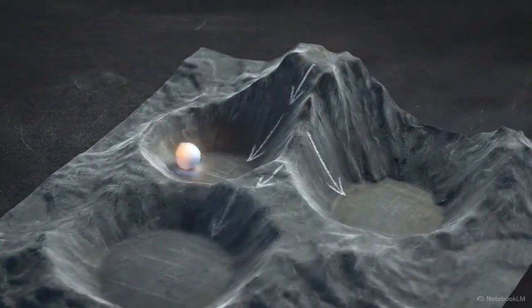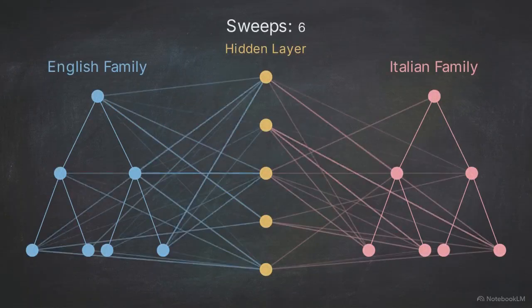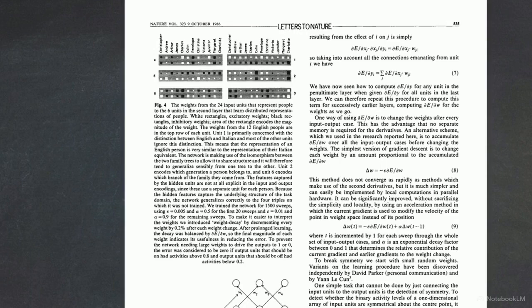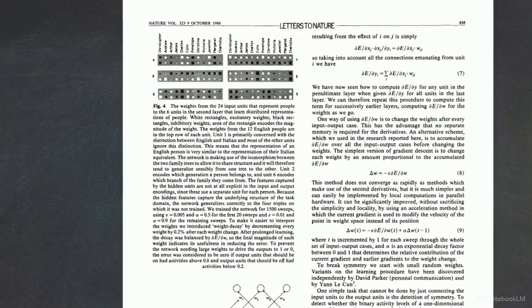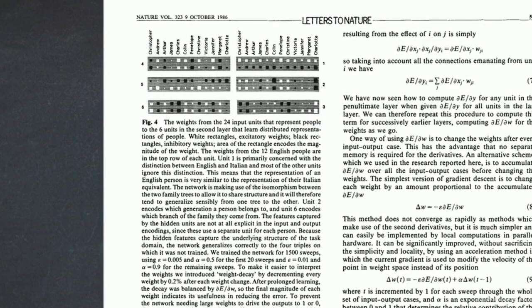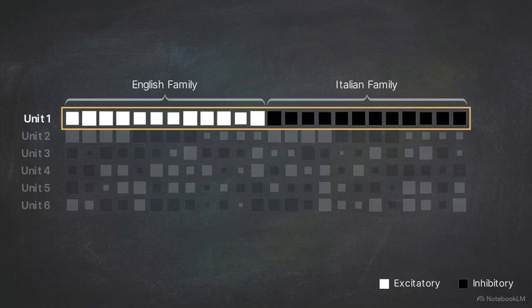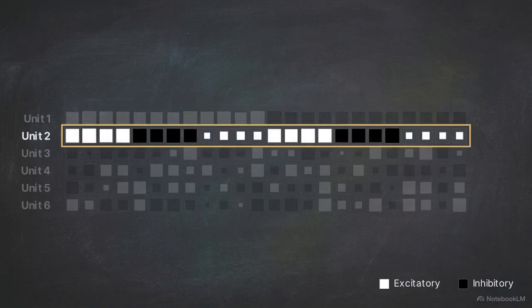of machine learning. Returning to the family tree problem, after 1,500 sweeps of this backpropagation procedure, the network's random weights had fully organized. Figure 4 displays the receptive fields, the actual learned weights of the hidden units. This grid of white excitatory and black inhibitory rectangles shows exactly what concepts the network learned. Isolating Unit 1 in the top row reveals a stark contrast between the left and right blocks. This specific unit learned to act as a binary switch, distinguishing exclusively between the English and Italian families.